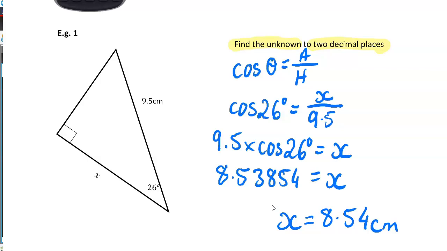So with any of these type of questions, we look at the information we've been given, we identify which trig ratio to use, we write out the formula, substituting the knowns and unknowns, transpose it and solve.